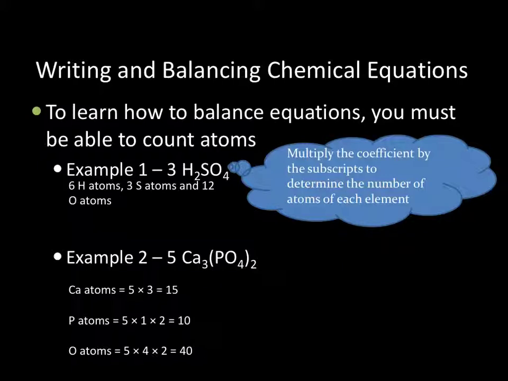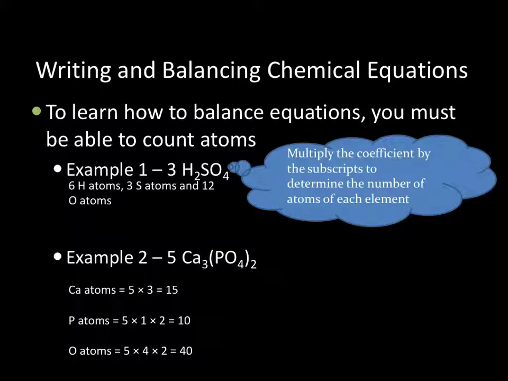Here we have 3 particles, if you will, of hydrogen sulfate, otherwise known as sulfuric acid. So in this example, we can see that there are 3 times 2, so 6 hydrogen atoms, 3 times 1 sulfur atom, and 3 times 4, which gives 12 oxygen atoms. So we multiply the coefficient by the subscripts to determine the number of atoms of each element.